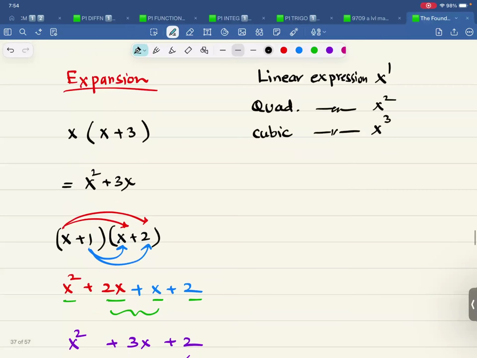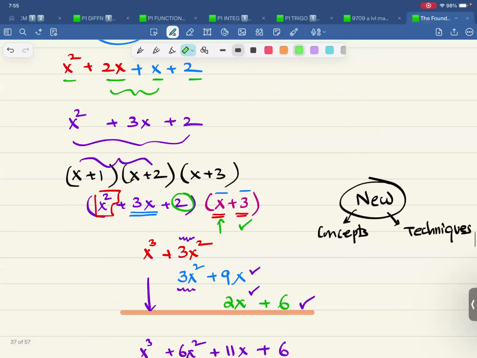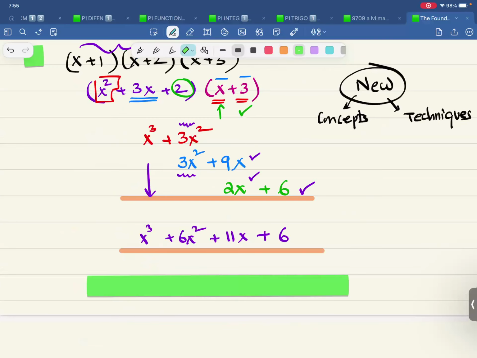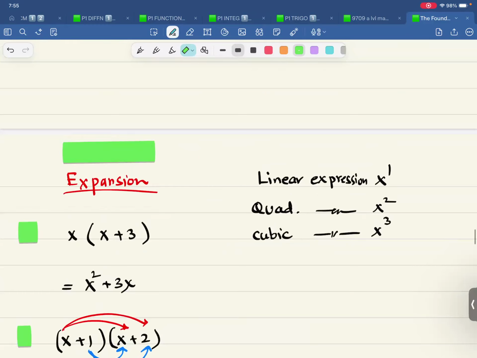So over here, this was the first example. That was the first example. This is the second example. This is the third example. And that is the answer that you are getting. So this is all about expansion.